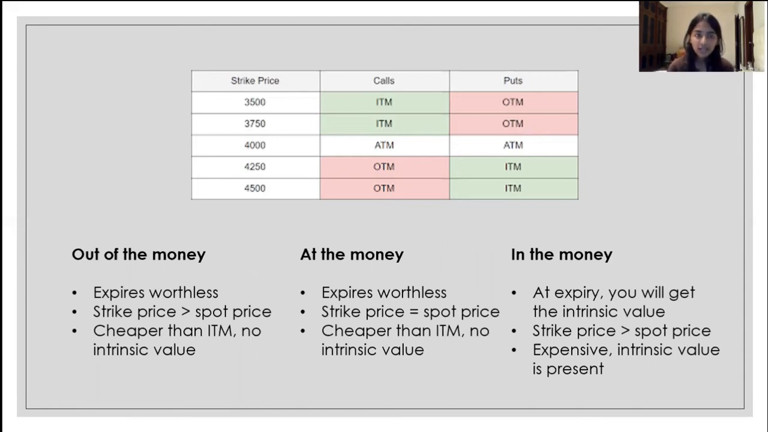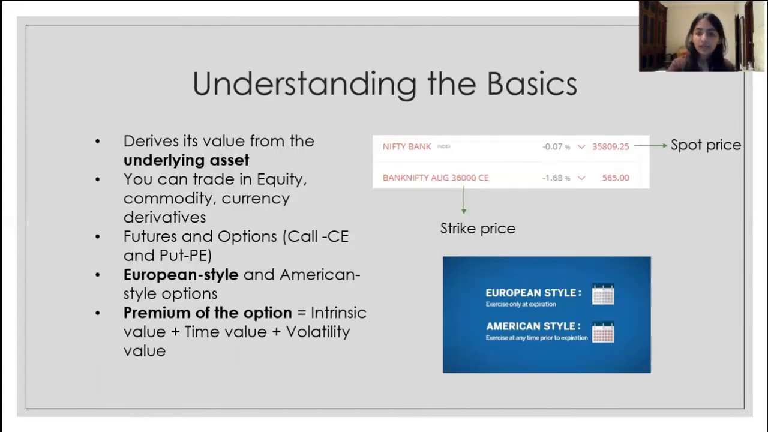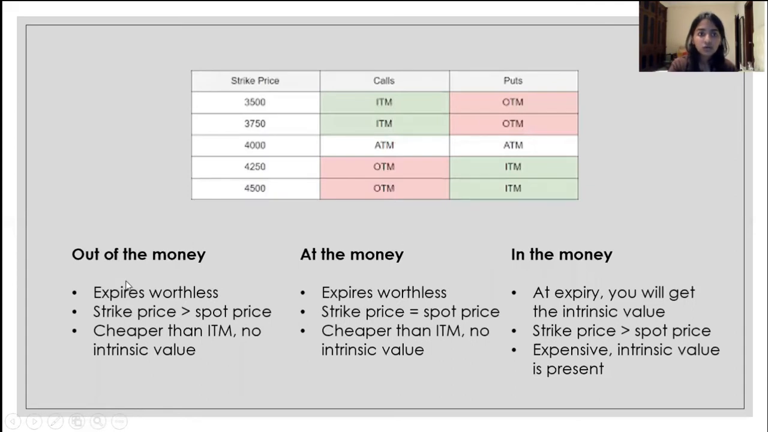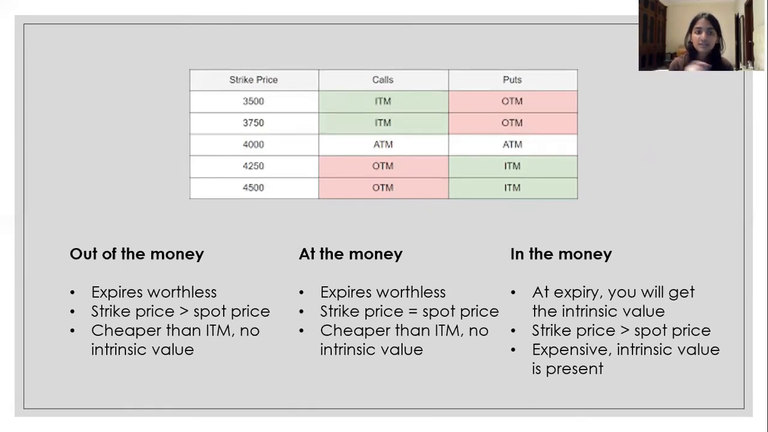So basically there are three types. First one is out of the money. As I talked about in this snapshot, this contract is basically an out of the money strike price. So basically at the time of expiration, out of the money contracts expire worthless with a value of 0, as the strike price is more than spot price. So the intrinsic value is not there, and the buyer is basically losing on the time value and the volatility value. It is cheaper than the ITM option, as there is no intrinsic value present.